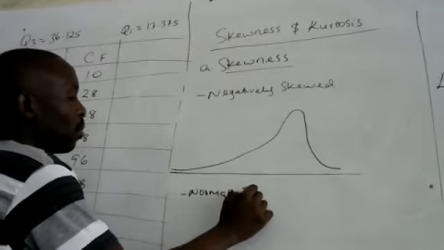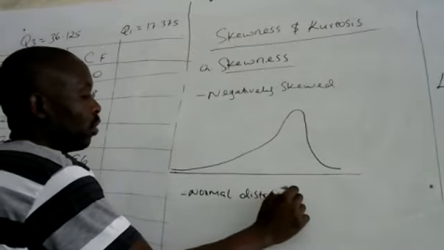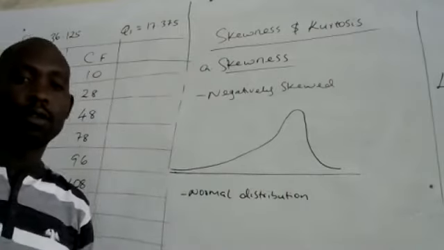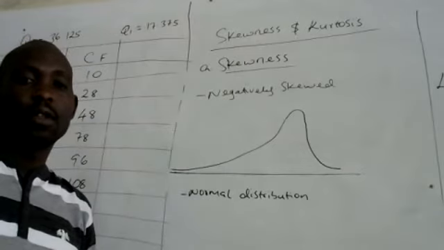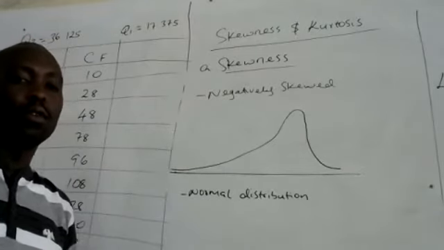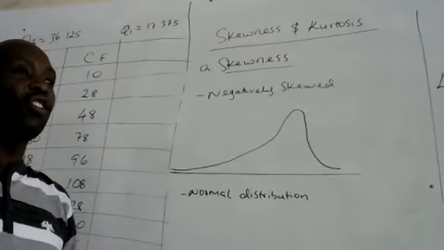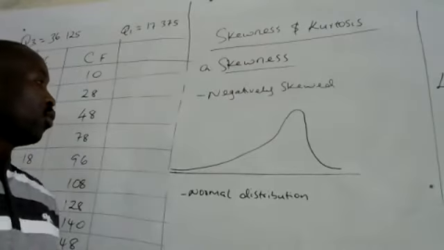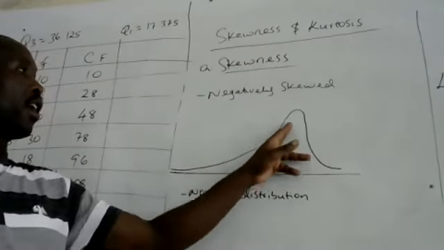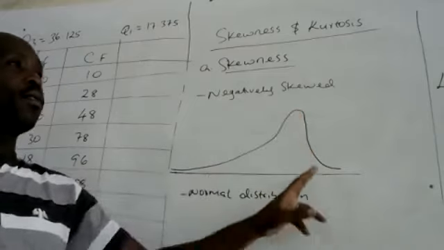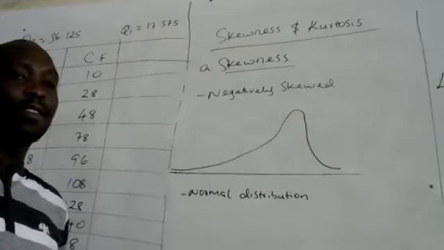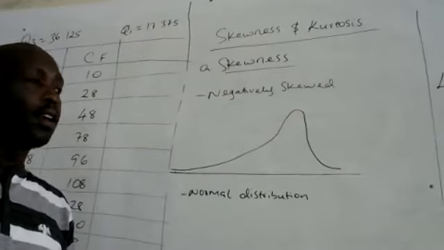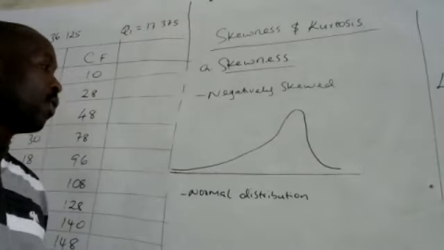Then we can have what we call normal distribution. Yes, here you draw, you sketch. But make sure as you draw, this one should have a very long tail, and then once it gets there, it drops very fast. That one is negatively skewed.